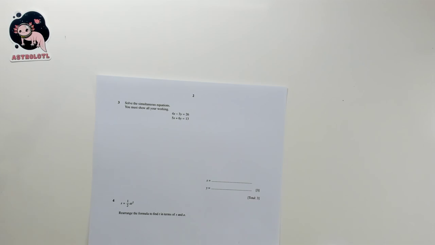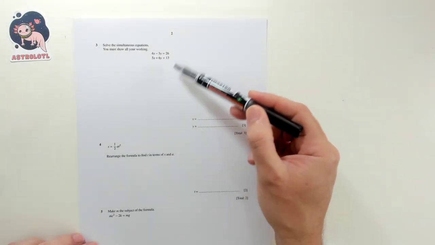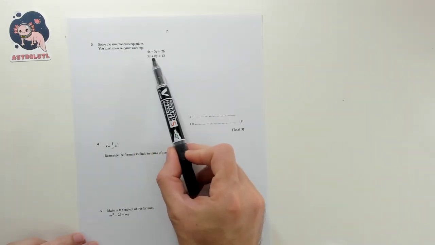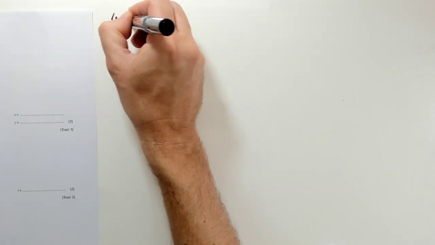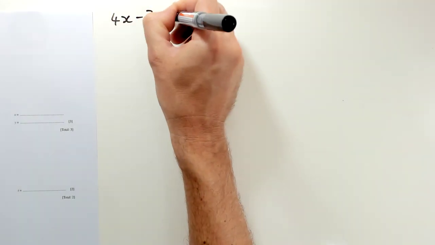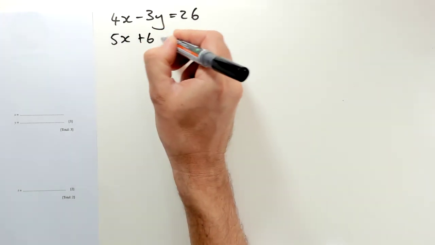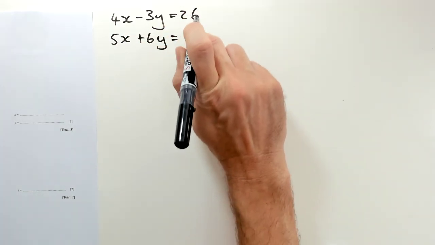Anyway, enough about that. Let's take a look. I'm not going to do all of them, but let's look at this one. You can see they just say solve the simultaneous equations. You must show your working out, and there's two of them. So I'm going to rewrite it: 4x minus 3y is 26, and then 5x plus 6y is 13.